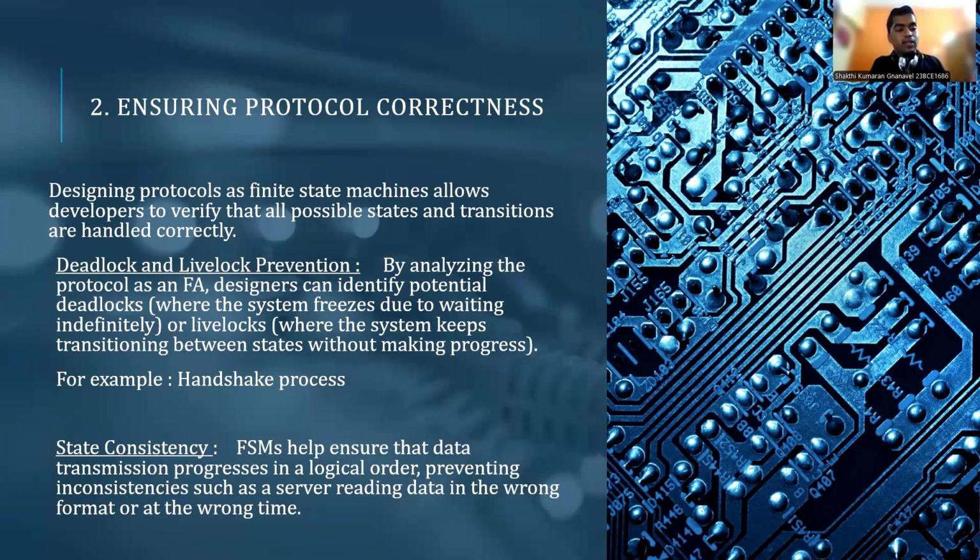And next is state consistency. Protocols like HTTP, FTP, and SMTP rely on predictable state transitions. FSMs help ensure that data transmission progresses in a logical order, preventing inconsistencies such as the server reading data in the wrong format or at the wrong time.